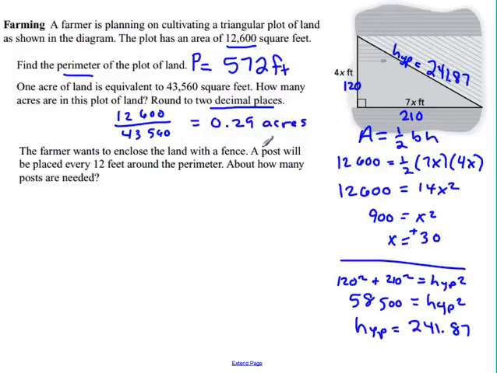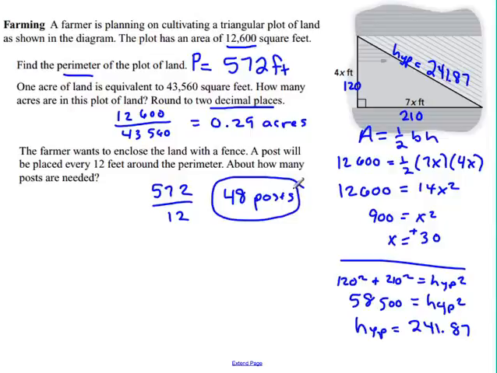The farmer wants to include this land in a fence. A post will be placed every 12 feet around the perimeter. About how many posts are needed? You simply take 572 and divide that by 12 feet, and we get right around 48 posts when we round up. It's not exact, because when you're building a fence, sometimes you have to put a gate in and everything else. But it's a neat way you could apply this to these problems. Again, we're looking at the Pythagorean theorem and its converse. If you have any questions, make sure to let me know.